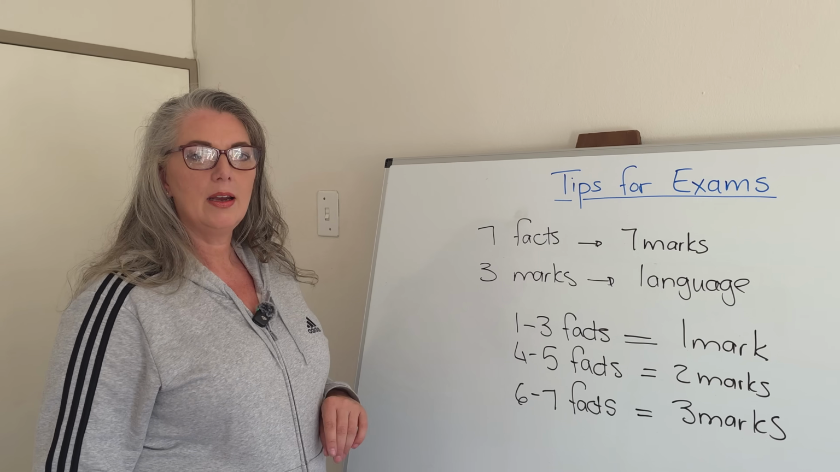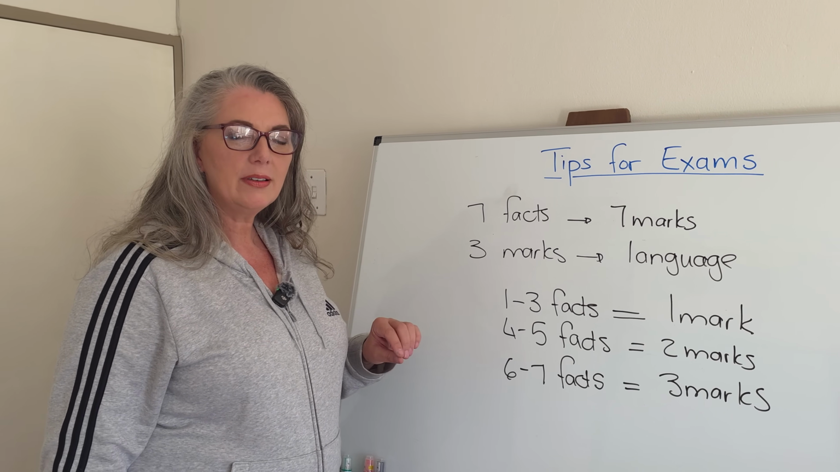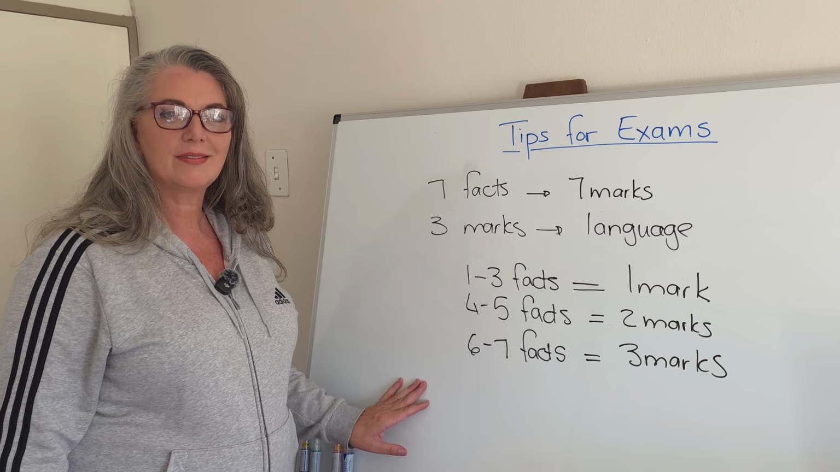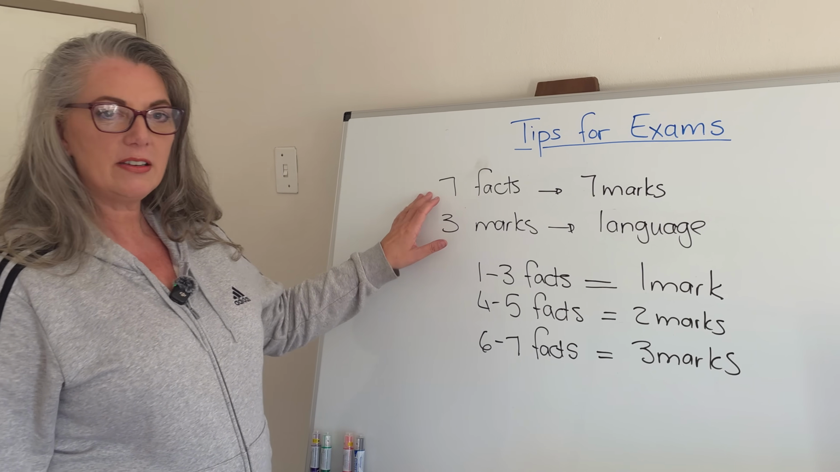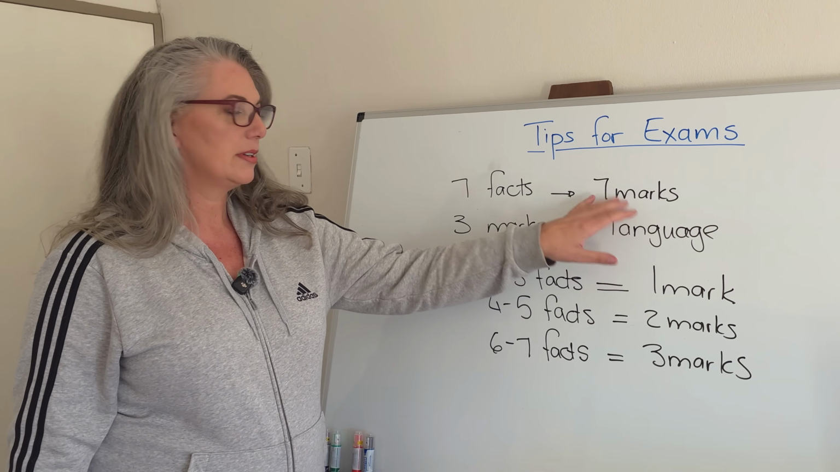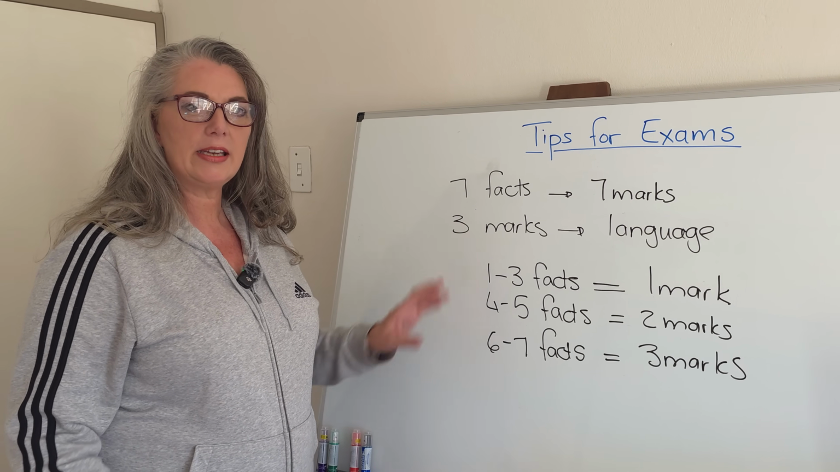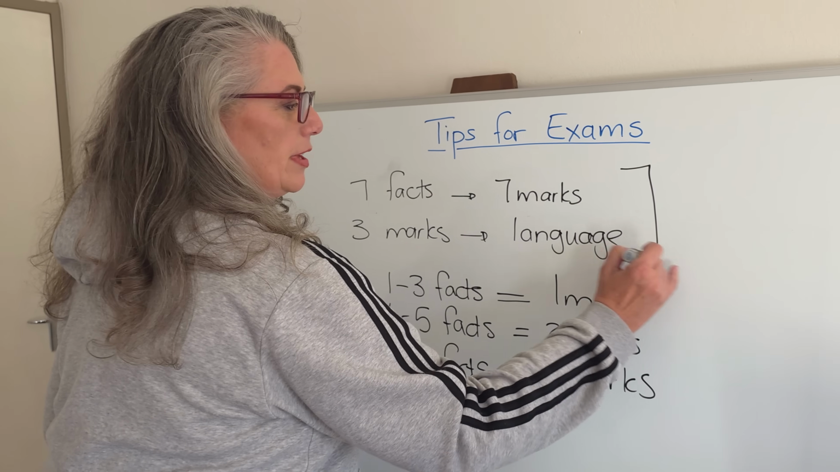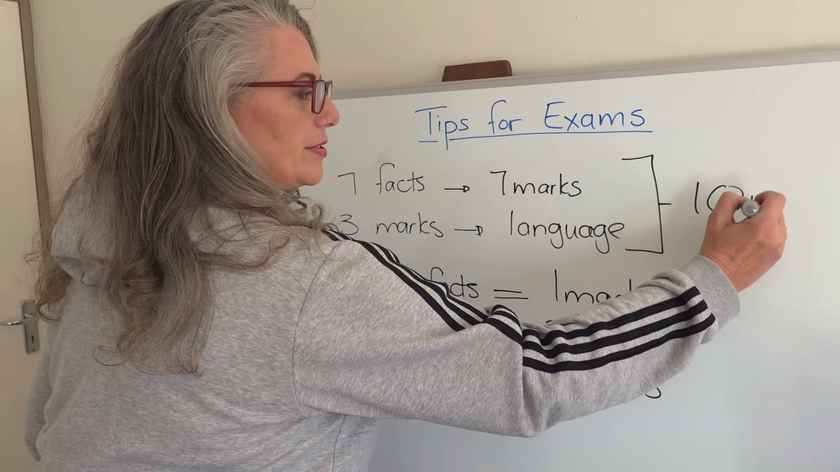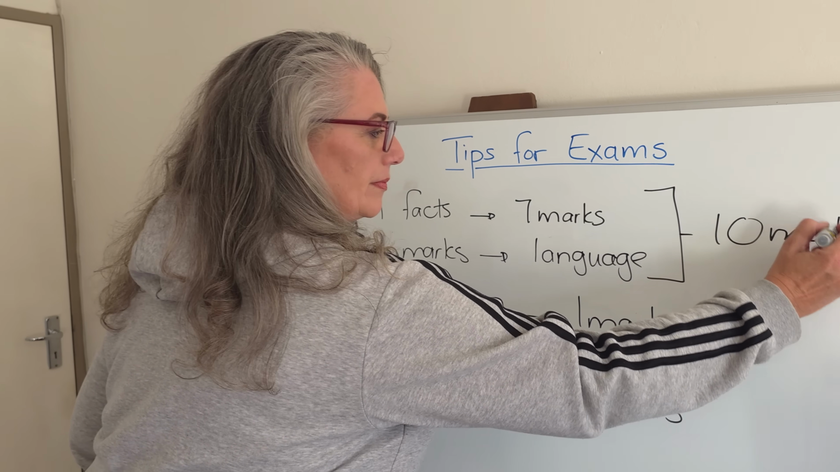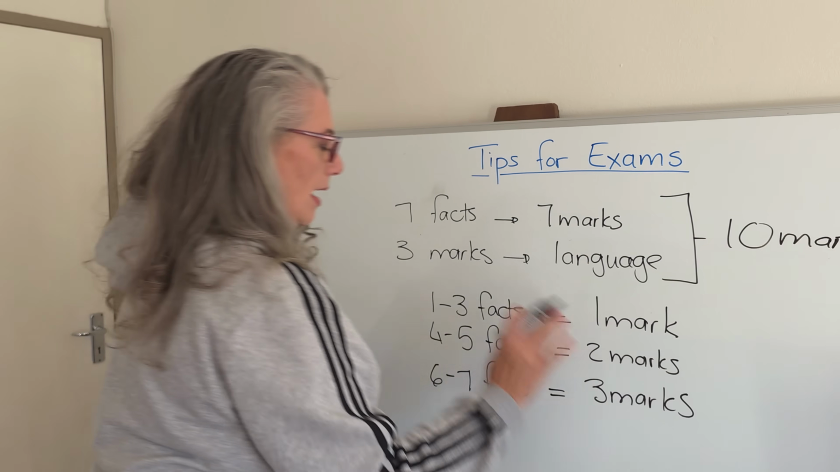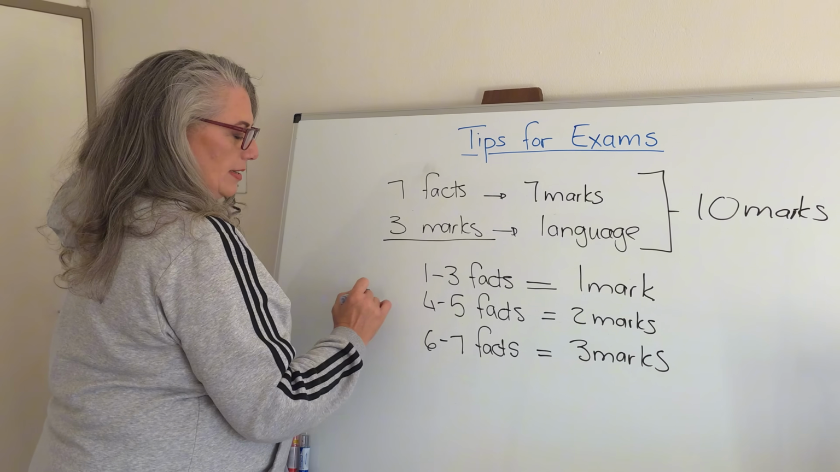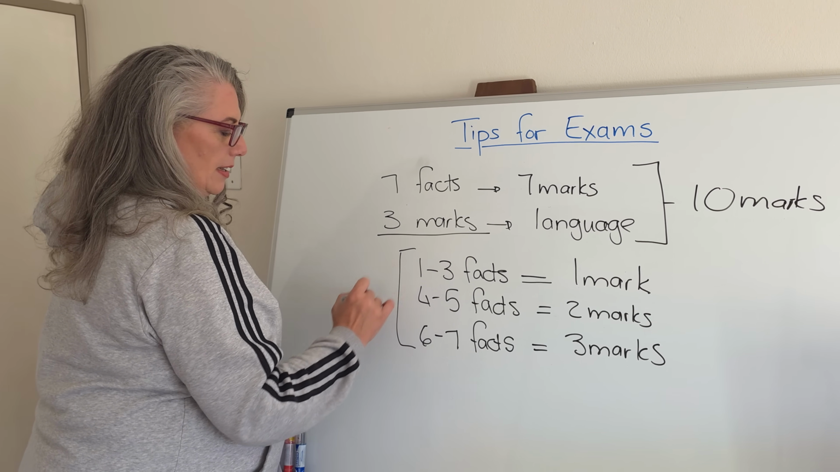Good. With a summary, this is how the marks are structured. 7 facts for 7 marks, and 3 marks are allocated to language. We add this together, and that is where you get the 10 marks. These 3 marks are allocated in this manner.